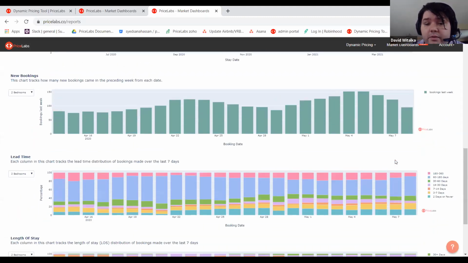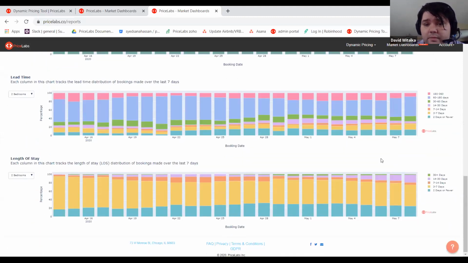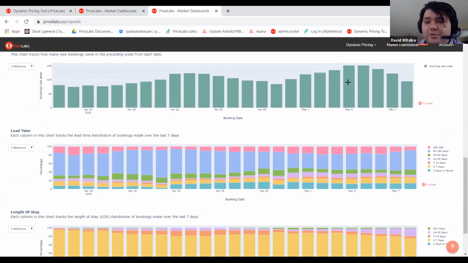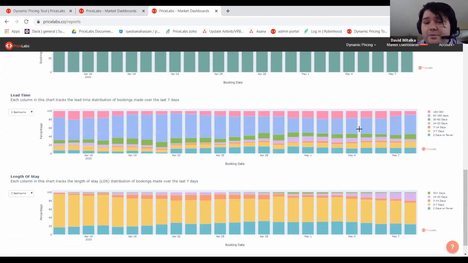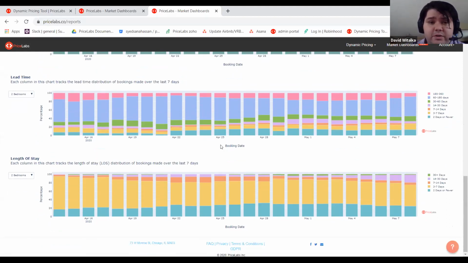So that's the current market dashboard. As we've gone over, it's a little hard to tell right now how these graphs relate to the number of bookings happening. And so that's something we're looking to improve. So if we go back to the slides, we'll look at how we're planning on improving the market dashboard in the future.